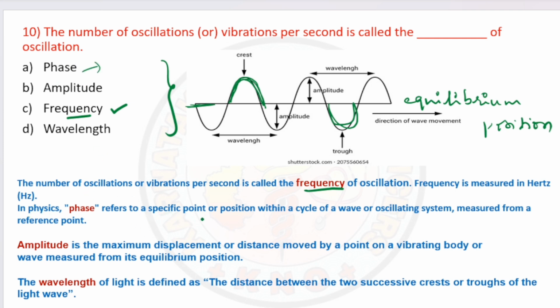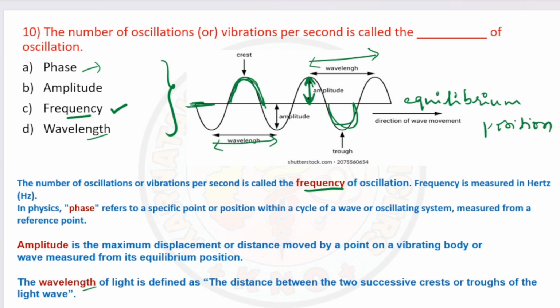Phase refers to a specific point or specific position within a cycle of a wave or oscillating system. It is measured from the reference point. The reference point is nothing but the equilibrium line. This is called phase. And what is amplitude? This is called amplitude. It is the maximum distance from the mean position or equilibrium position. And what is wavelength? It is the distance between any two successive crests or any two successive troughs. Understood?